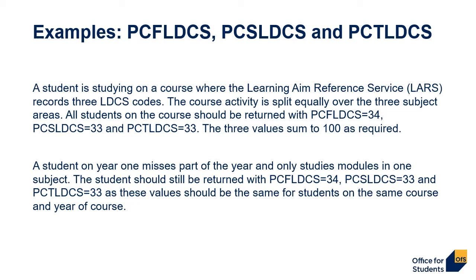If a student on year 1 misses part of the year and only studies modules in one subject because they don't need to study the others, they should still be returned with values 34, 33 and 33. This is because these values should be the same for students on the same course and year of course, and do not need to be changed to reflect that this student is not undertaking the full year of the course.